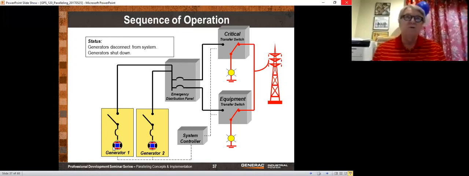Now, you do lose your big remote annunciator. Now you have to go to each generator to see what's going on, because you don't have a nice digital display that shows the whole system. But you have that first level of redundancy.